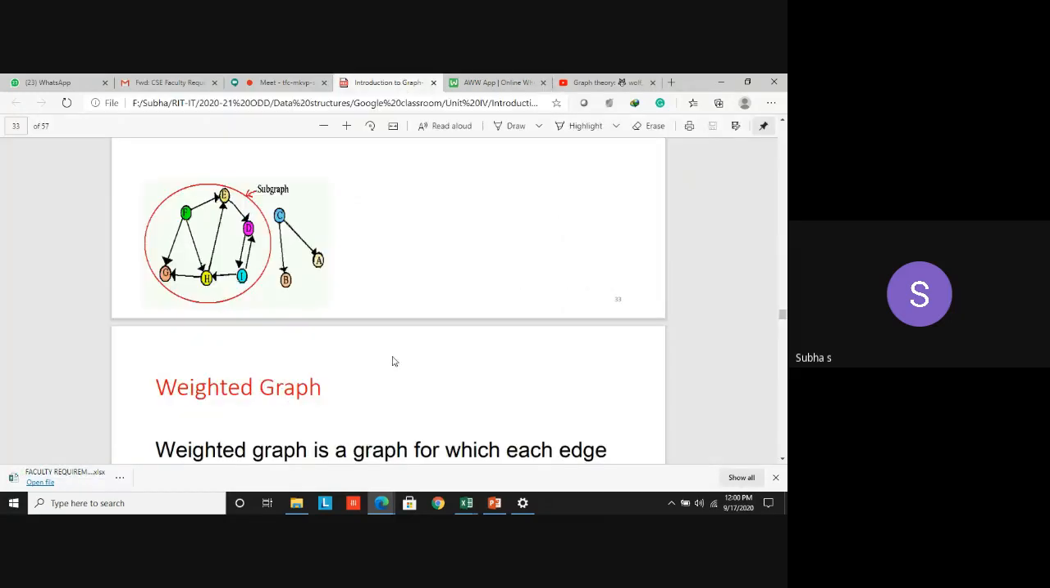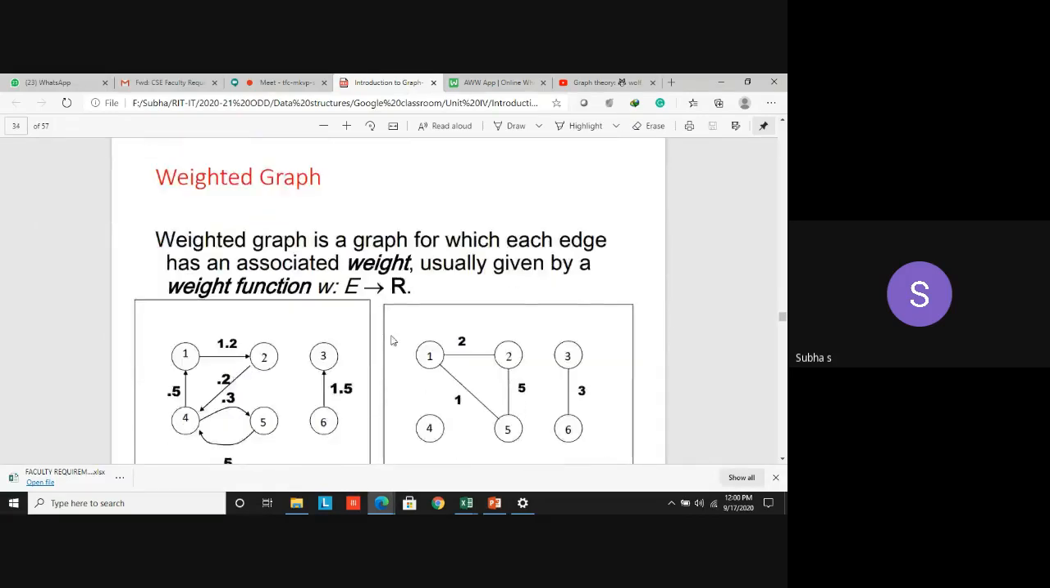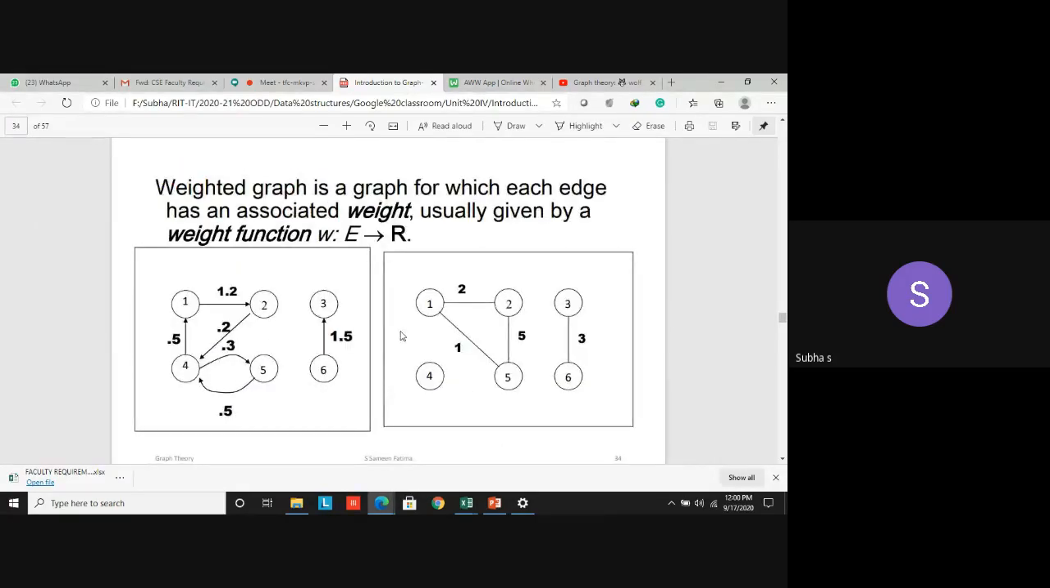Yes. So that graph is called a weighted graph. Now you can look at the definition. It's a graph for which each edge has an associated weight. Normally weight is given by a function, but in general it can be an integer value or a float value also. It depends on the application. For distance, what will we give? Kilometers or meters. So you are just assigning some weight. Then that graph is called a weighted graph.